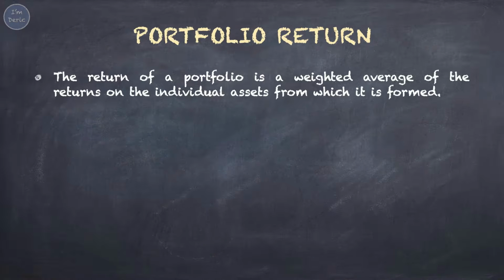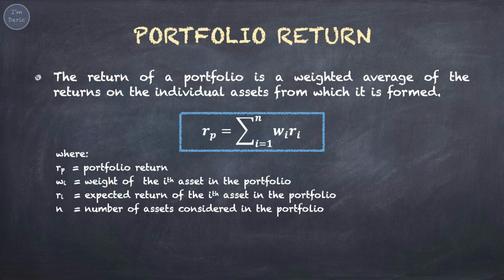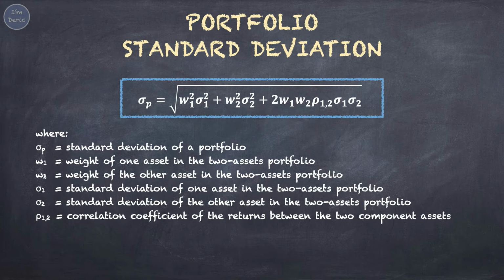To calculate the portfolio return, we take the weighted average of the returns on the individual assets from which it is formed. Based on this formula, portfolio return can be calculated by taking the summation of the weight of each asset times the return of the asset. To calculate the portfolio standard deviation, this is the formula we apply.